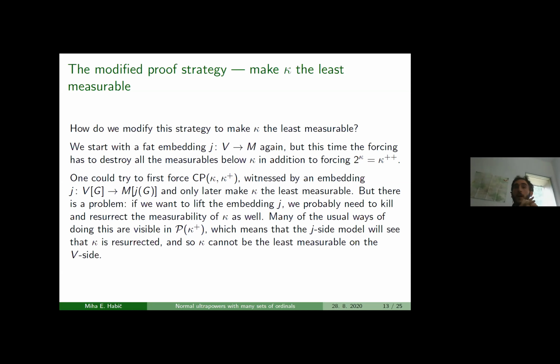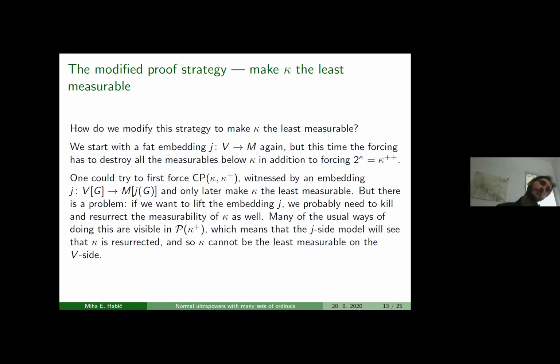Why is that a problem? That's a problem because if at the end of the day you want to end up with a target model that sees the entire power set of kappa plus, and you've killed and resurrected the measurability of kappa in a way that is visible to the power set of kappa plus, then the J side of your final embedding is going to see that kappa has been resurrected. And then by reflection, on the V side, you're going to have a measurable below kappa. And now you failed in your entire pursuit and you give up and you go do something else.